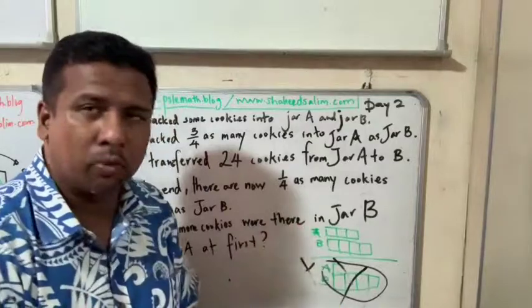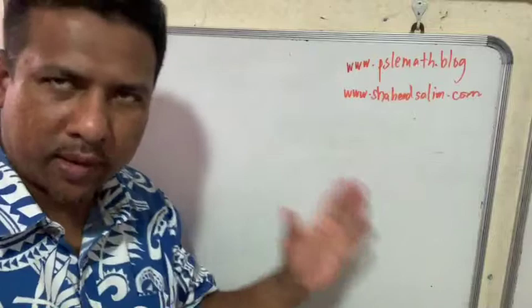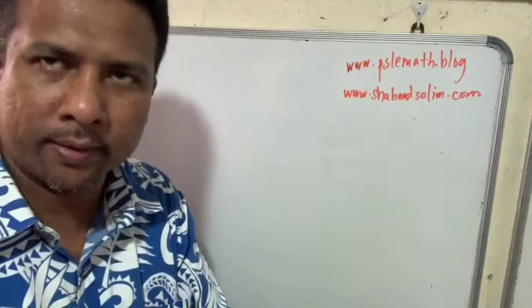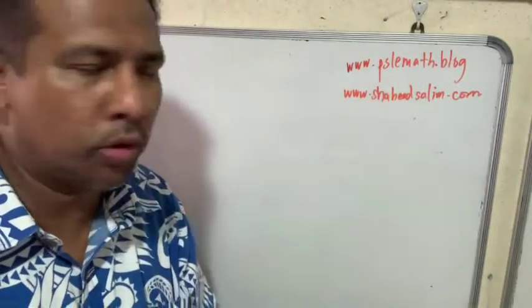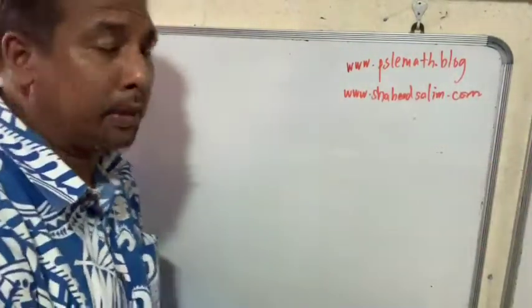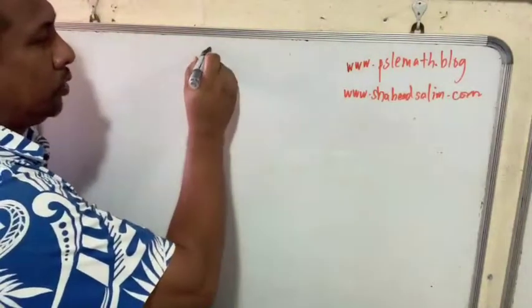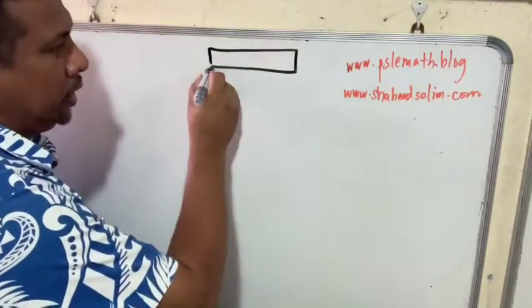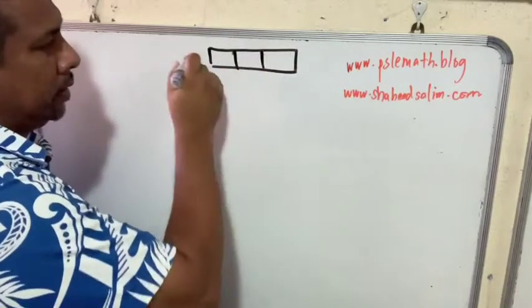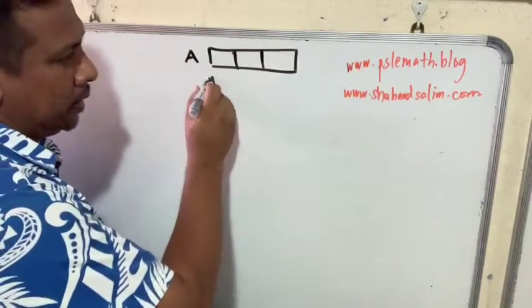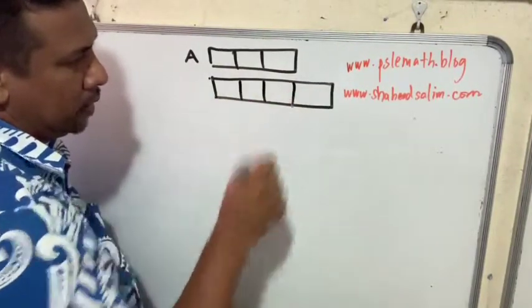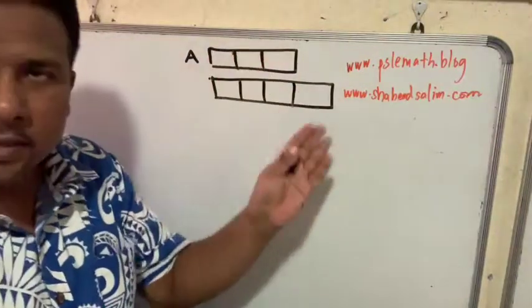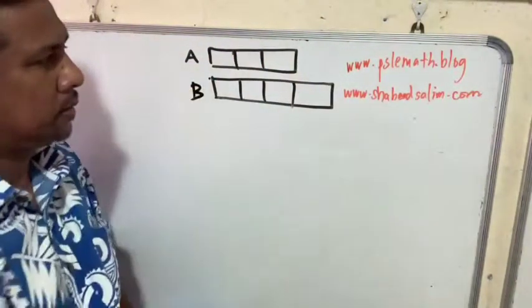Using this model, we can solve this in 2 ways. I'll explain. Now there are 2 ways of solving this question. One is through a ratio method, and the other is through the model drawing. Since we have already drawn A and B, I think we try to solve it using the model method. This is jar A and this is jar B. There are a total of 7 units.